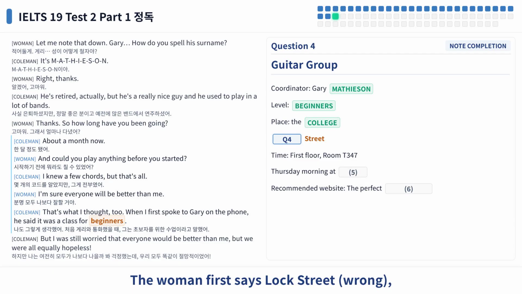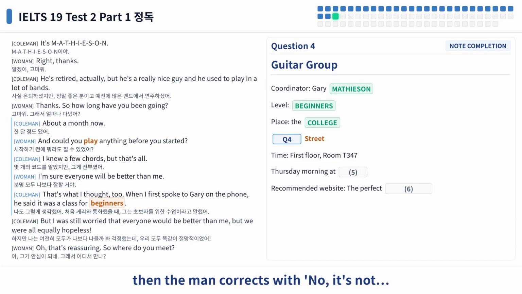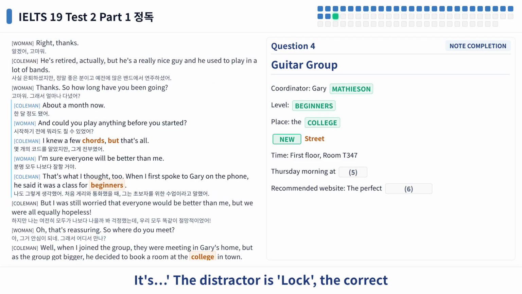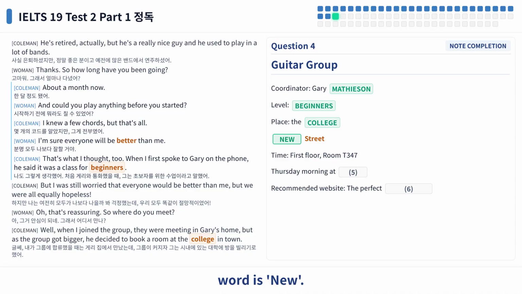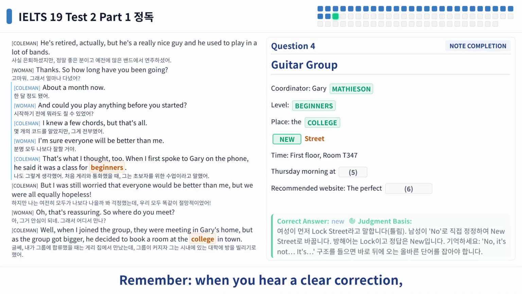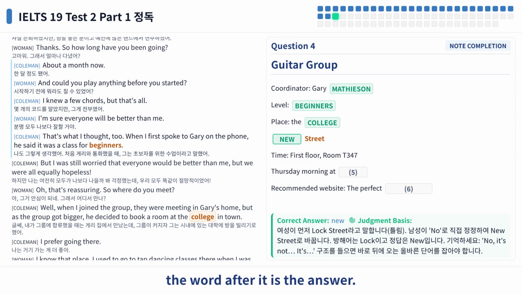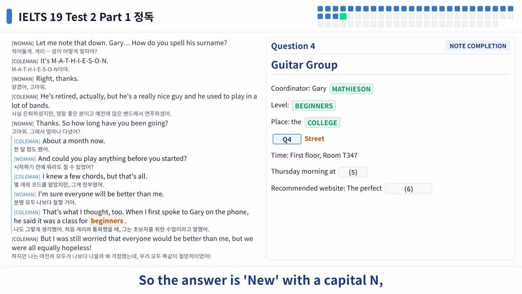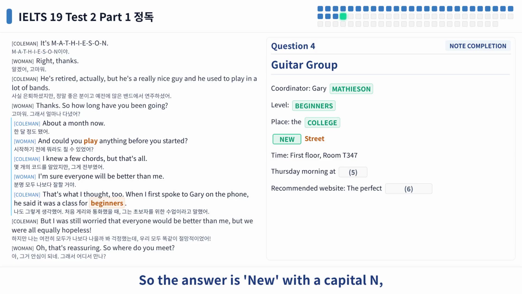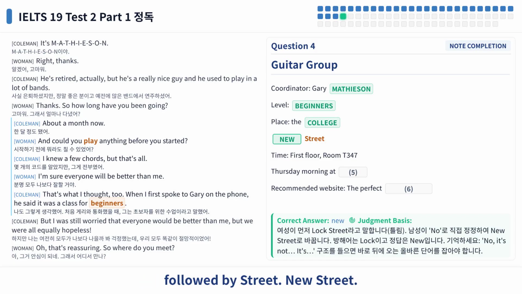The woman first says Lock Street, which is wrong, then the man corrects with, no, it's not. The distractor is Lock. The correct word is New. Remember, when you hear a clear correction, the word after it is the answer. So the answer is New with a capital N, followed by Street: New Street.